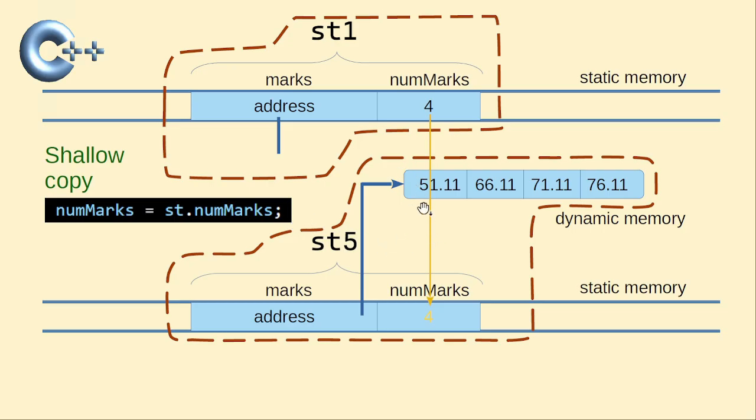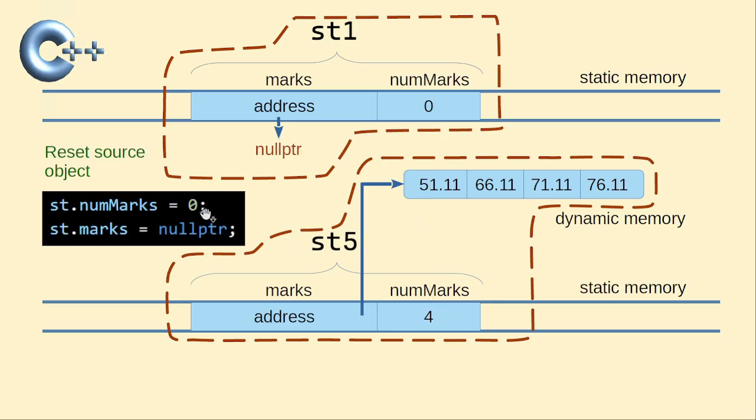Now we also copy the number of marks data 4 from the st1 object to the st5 object. This is a shallow copying. And finally we set the st1 object's attributes to the default values. The purpose of this operation, I mean setting num marks to 0 and marks to nullptr, is to detach the marks attribute from the dynamic memory space, which is necessary if you want to transfer the ownership of the resource or data from one object to another object.